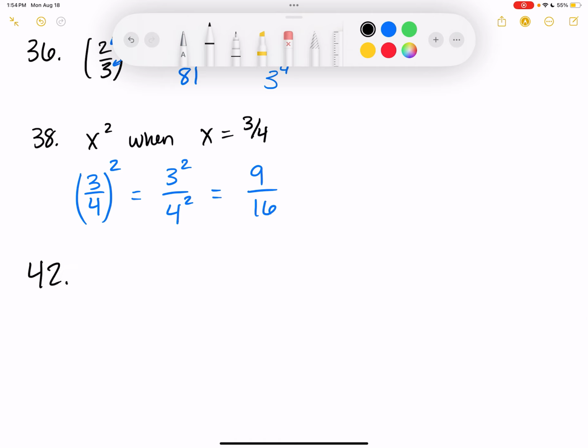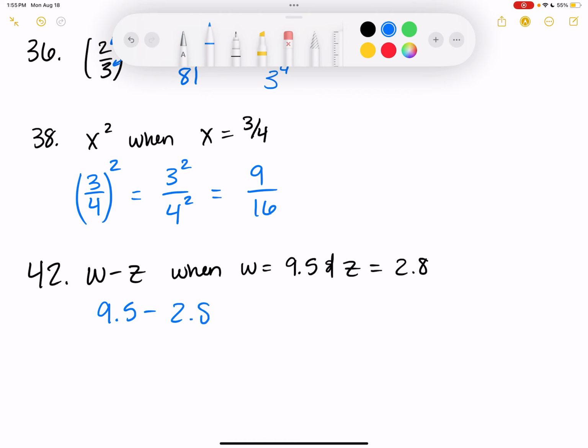And 42, W minus Z when W equals 9.5 and Z equals 2.8. So we're going to plug these two in. So we've got 9.5 minus 2.8. Now, if you think it's easier and you want to stack the numbers so that it's written like 9.5 minus 2.8 this way, because I think this is easier, you can also do it that way and then just do your normal subtraction.